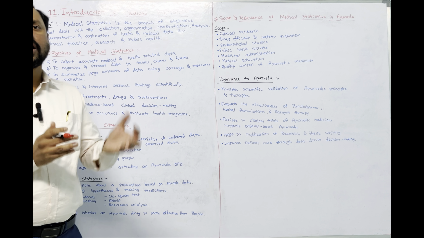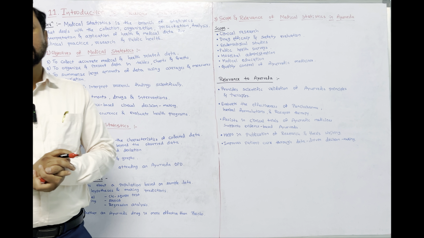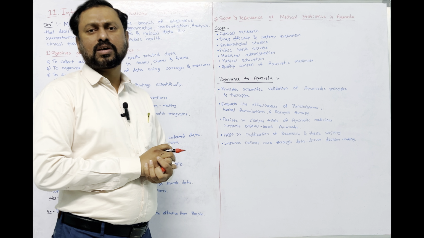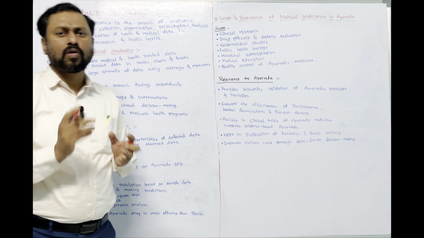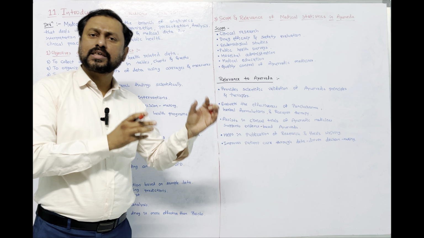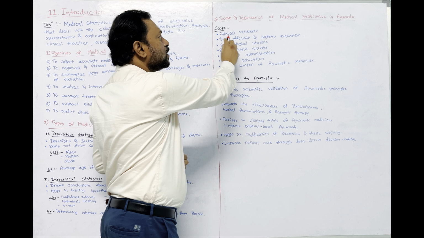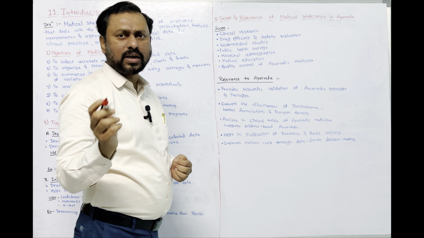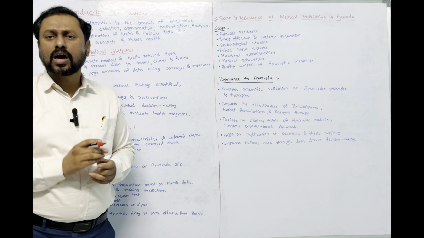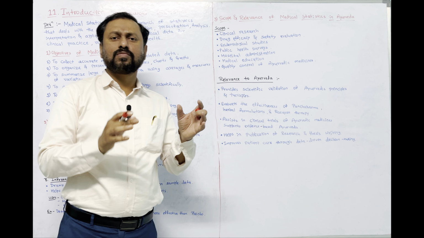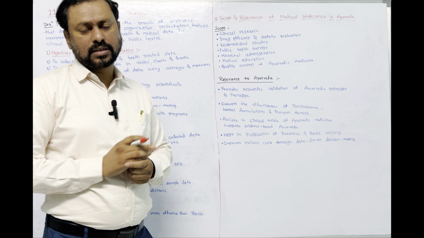The next, our third topic, is the scope and relevance of medical statistics in Ayurveda. What is the scope? Why are we using medical statistics as medical scholars and medical researchers? First of all, the scope is clinical research. For a clinical trial, when we give trial drugs to patients, medical statistics is required for the data. That is clinical research as well as drug efficacy and safety evaluation. Whenever we plan for drugs, whether they are effective or safe, the data we collect, we take help of medical statistics.